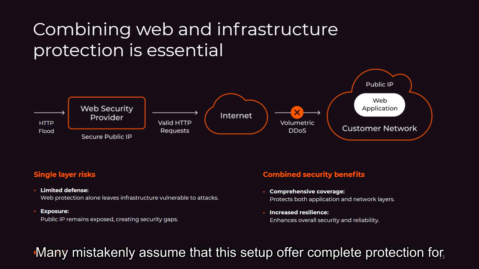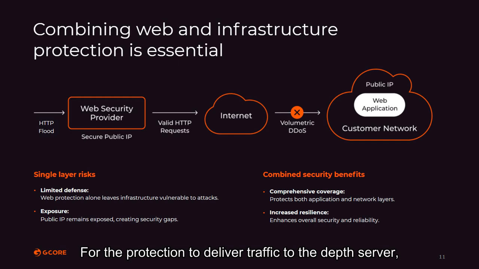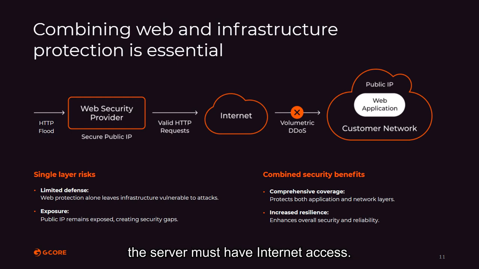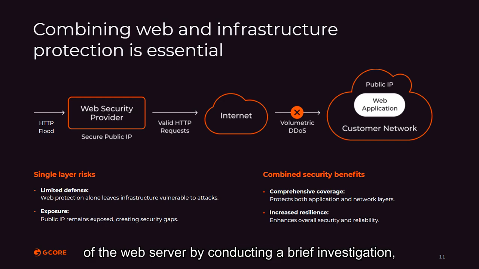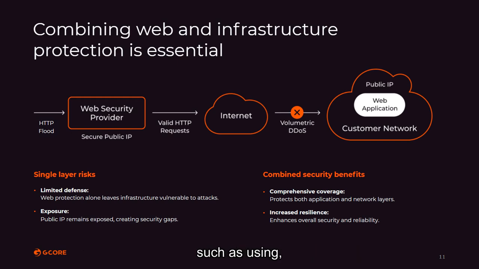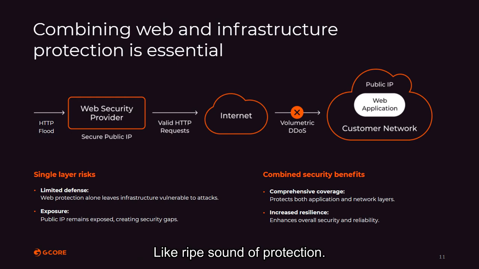Many mistakenly assume that this setup offers complete protection for their web resources. However, this alone is insufficient. For web protection to deliver traffic to the web server, the server must have internet access. And as we talked about earlier, if a server has an IP address, it can be targeted by a DDoS attack. An attacker can easily discover the real IP address of the web server by conducting a brief investigation, such as checking old DNS records, or targeting the entire network infrastructure using open data from databases like RIPE.